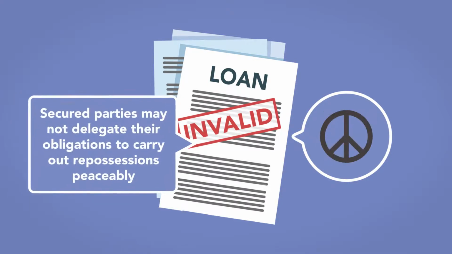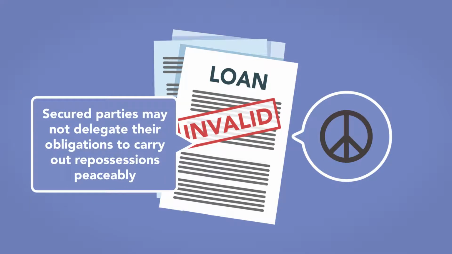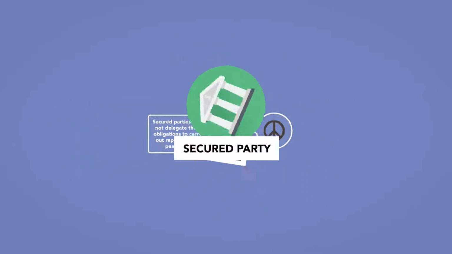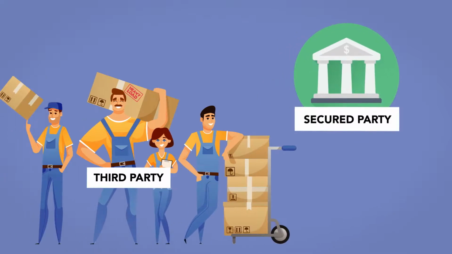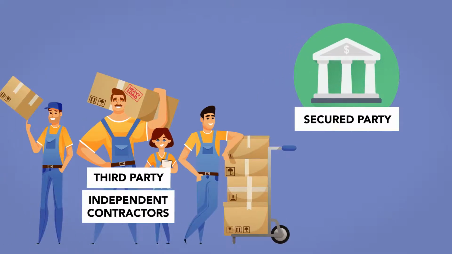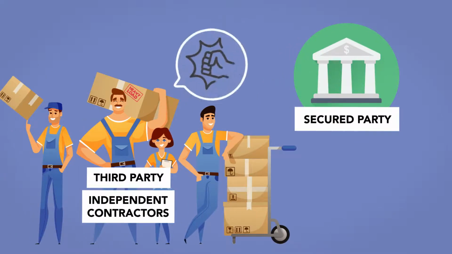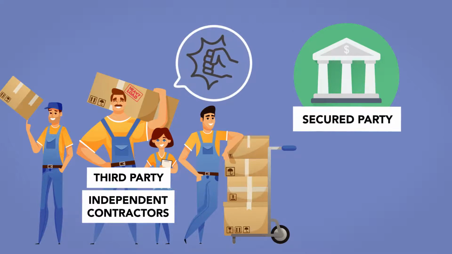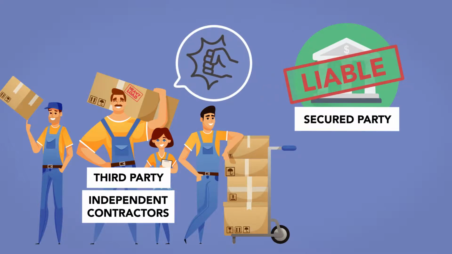Moreover, secured parties may not delegate their obligations to carry out repossessions peaceably. So while most secured parties, such as banks, use third-party recovery agents as independent contractors to physically repossess collateral, if an independent contractor commits a breach of the peace, the secured party will be liable.